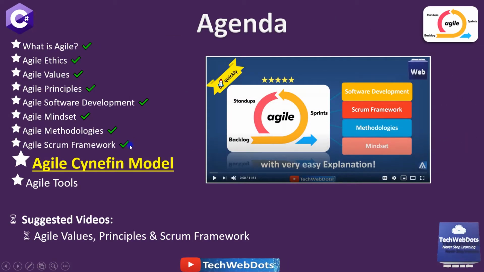As you can see, all the green bullets I have already covered in my previous two sessions. This is one of the parts of the quick Agile learning series, and we cover most of the points in the quickest and shortest way. In my previous session, I have already discussed what is Agile software development, the Agile Scrum framework, Agile mindset and methodologies. The link is given in the description of this video. This session is completely focused on the Agile Cynefin model. So let's move ahead.